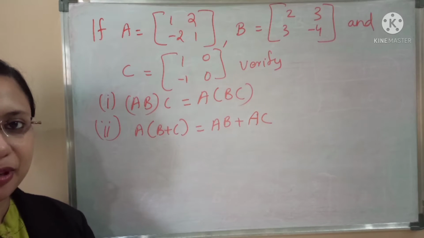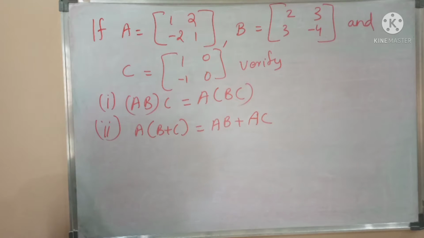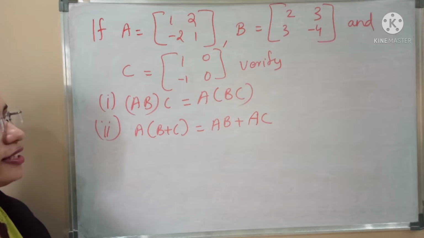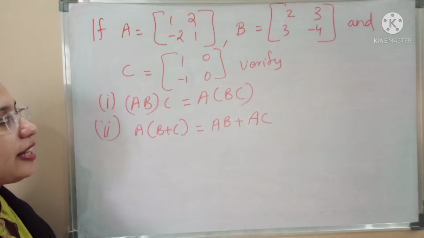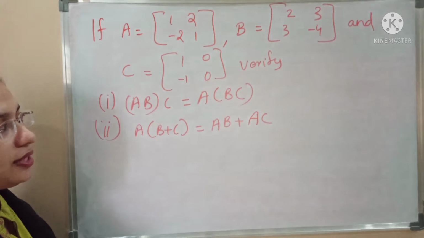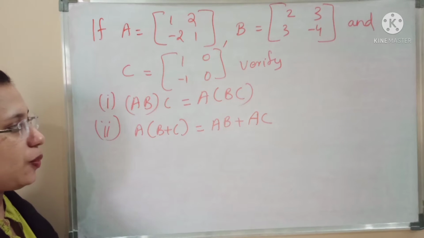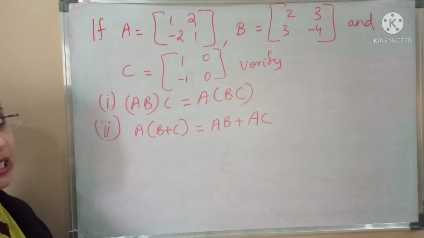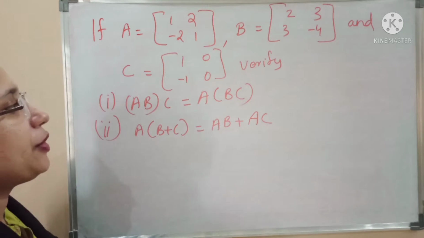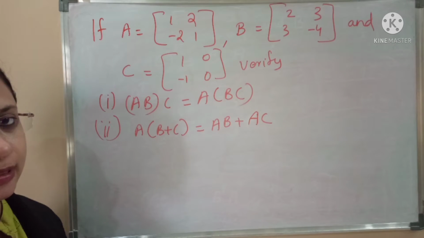See another problem from matrix multiplication. If matrix A is given and matrix B another one, and matrix C is also given, verify AB into C equals A into BC, associative property, right? Now A into B plus C is AB plus AC, distributive. Okay, so we need to prove these two properties.